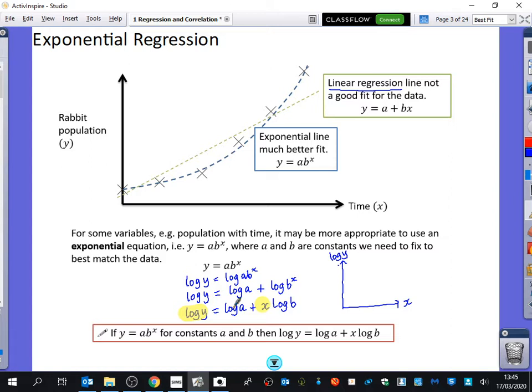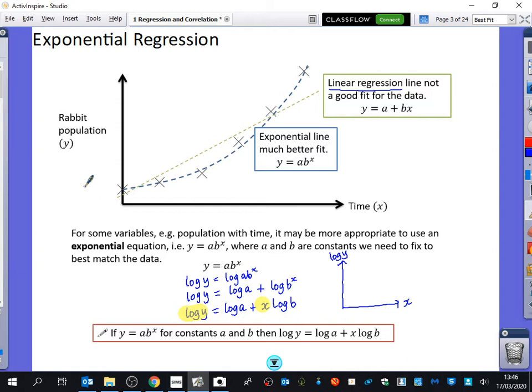So I've changed it from being an exponential model, and by changing the y-axis, I've changed it to look like a linear model. But it's not a linear model because it's no longer a y-axis, it is a log y-axis. So you're manipulating something to take it from being this bendy sort of exponential curve, and you're going to change the axes so that it flattens out into something that is different, okay?